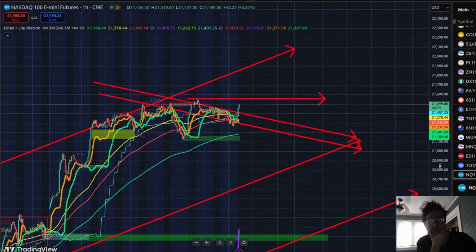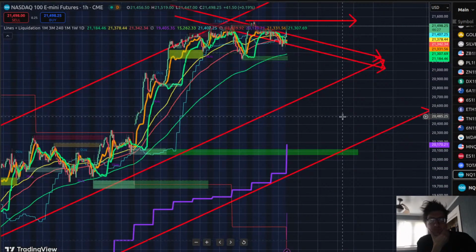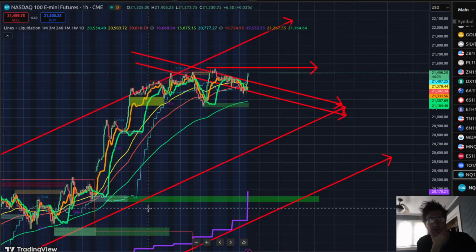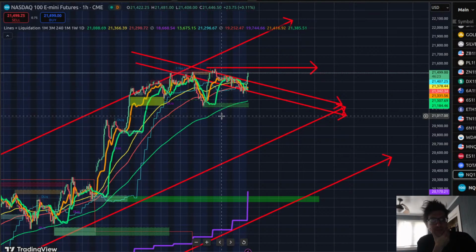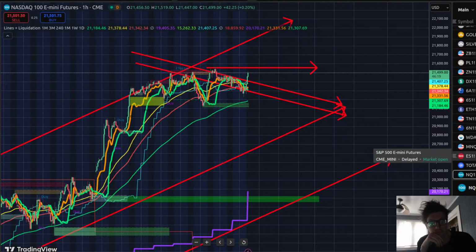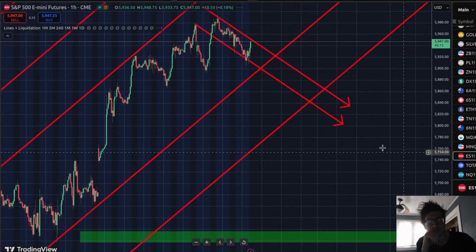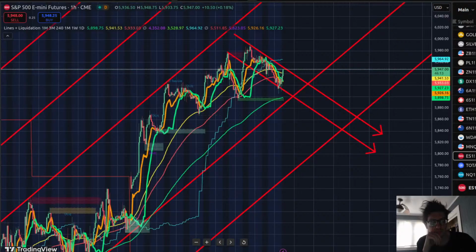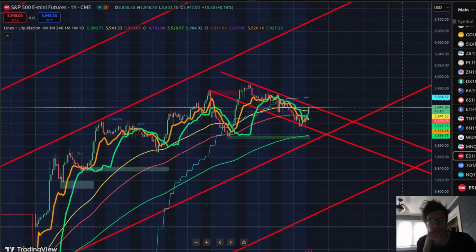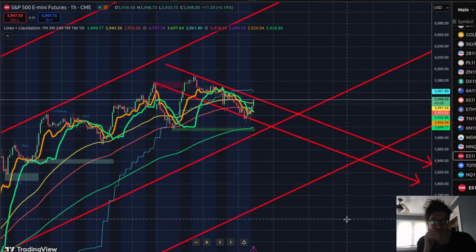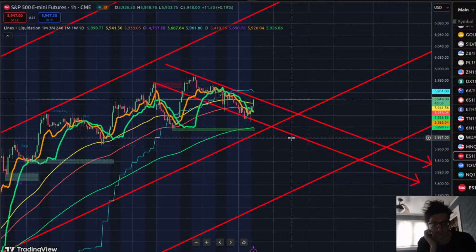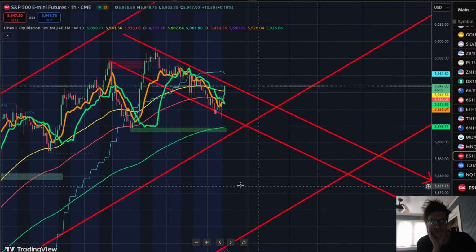The thing that still has me bearish on the Nasdaq is also the S&P chart, which I will go over in a second. Those assets are pretty much correlated for the most part, and you can see on the S&P we're still in the channel under the top trend line.